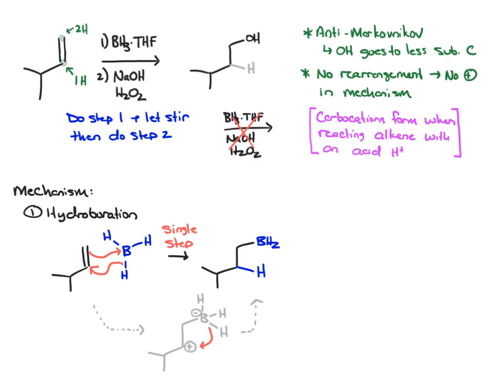But it does show why the hydrogen goes to the more substituted carbon. This carbon is the one that can have the most partial positive character. So that explains the regioselectivity of why the boron goes to the less substituted side, the hydrogen to the more substituted side. Again, I'll make an important note here. This does not really happen.